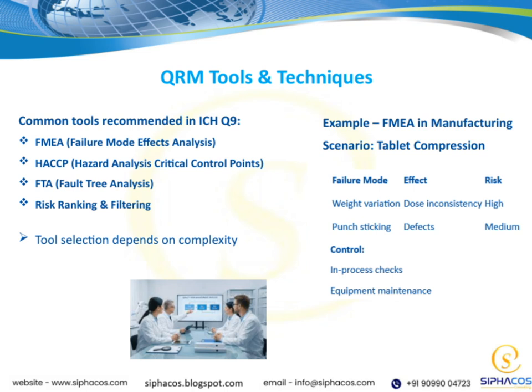The choice of which tool to use really depends on the complexity of the process we're analyzing. For simpler processes, a straightforward FMEA might be enough. But as complexity increases, more detailed tools like FTA might be necessary. The key is to select the right tool that will help us effectively identify and mitigate risks within our manufacturing process, aligning with our overall goal of ensuring product quality and patient safety.